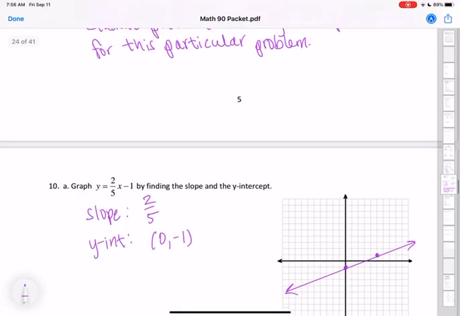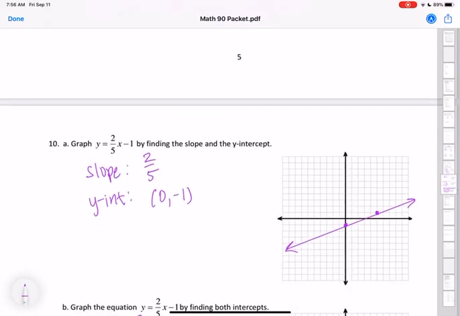So for this first part, super easy, right? Because you didn't have to do anything. It's already in slope-intercept form. So the slope is 2/5, the y-intercept's at -1. Go to -1, plot that y-intercept, start there, use your slope to find an additional point, and you're done.